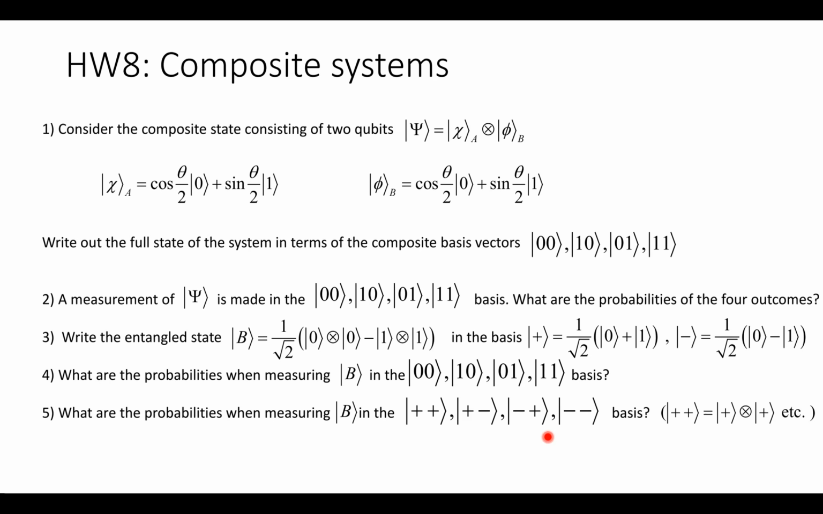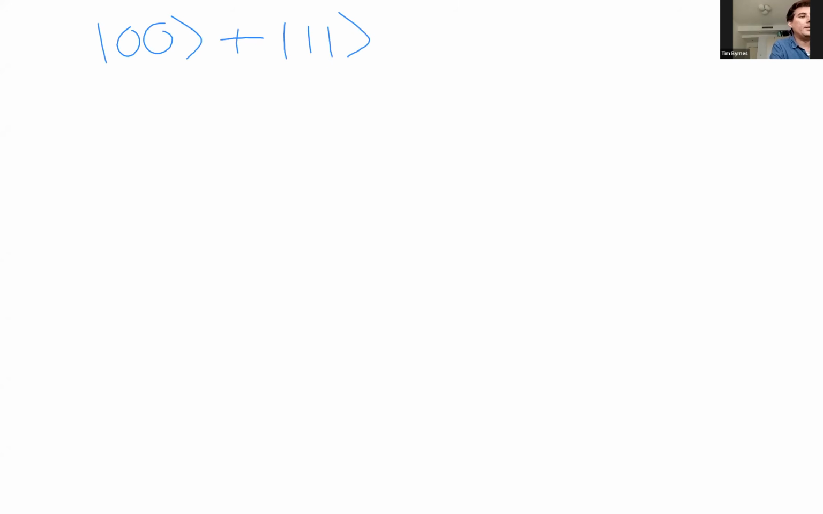Why don't I just use the whiteboard? Maybe I'll slightly change the question just to make it a little bit different. Suppose the question is like this. We've got this state |00> + |11>. So that's our state, a composite system state. |00|, of course, just means |0> tensor product |0> as usual.